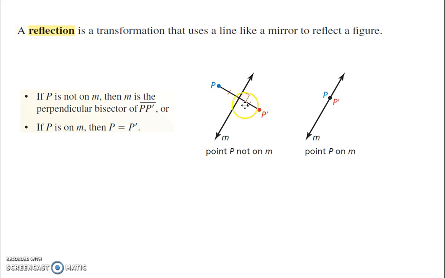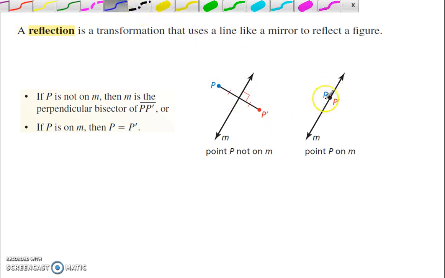So if we're reflecting, that line P to P prime is perpendicular, and M is a bisector to that line because we have the same distance on one side as we do on the other. If P happens to lie on the line that we're reflecting, then P is the same as P prime.